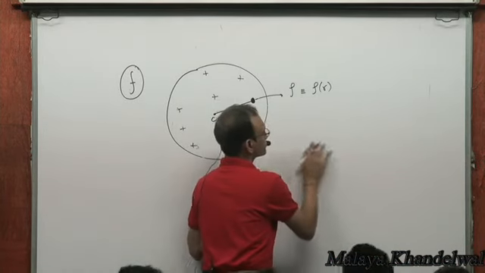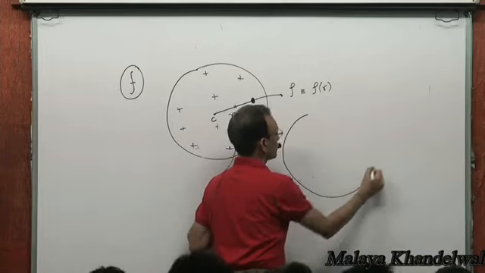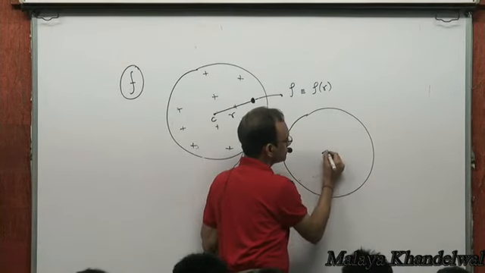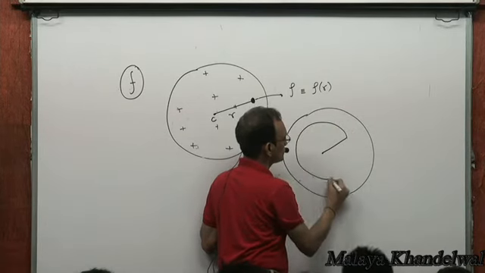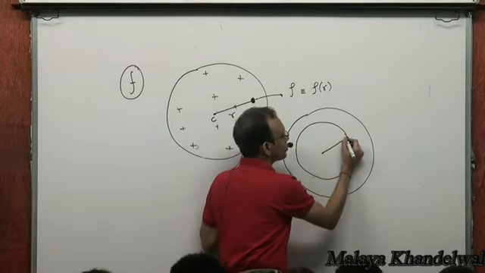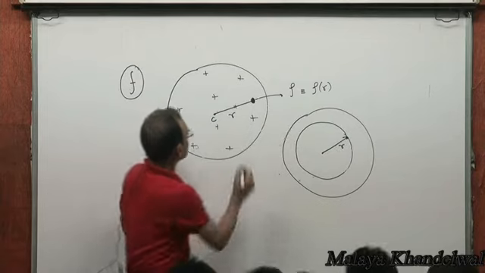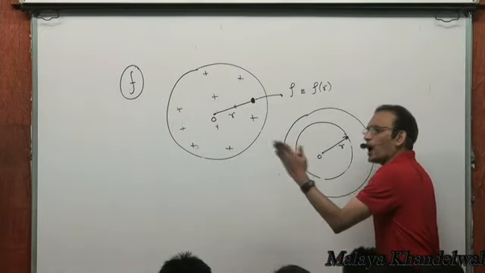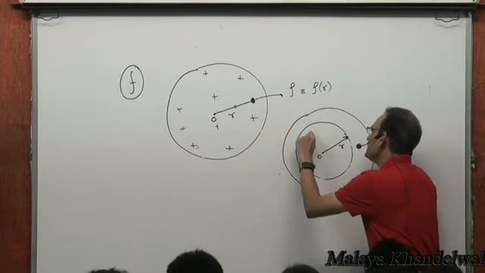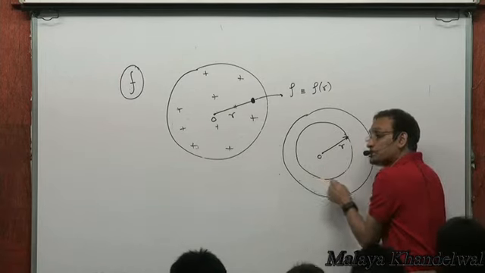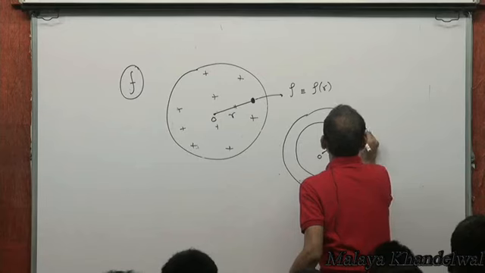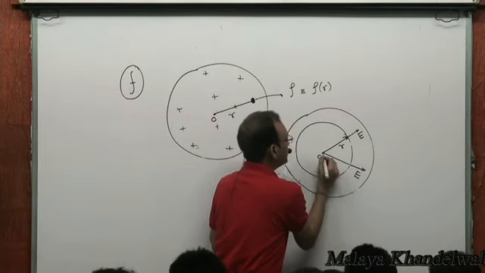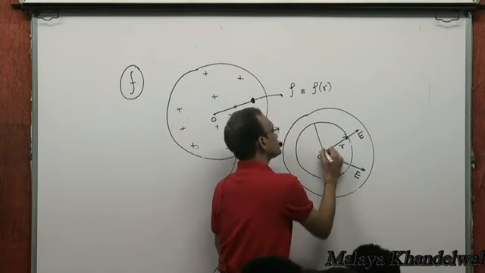Now, see, if I think of a sphere in this region of radius small r, then, since rho depends only on distance, you would expect E to be, of course, E is given to be numerically the same at all points, and because of symmetry considerations, E would be radially outwards at every point on this chosen spherical surface.